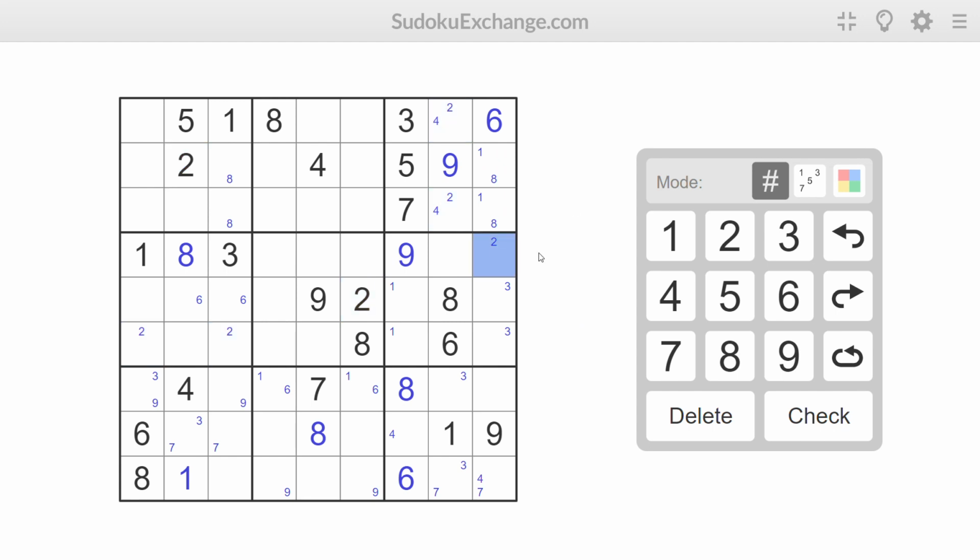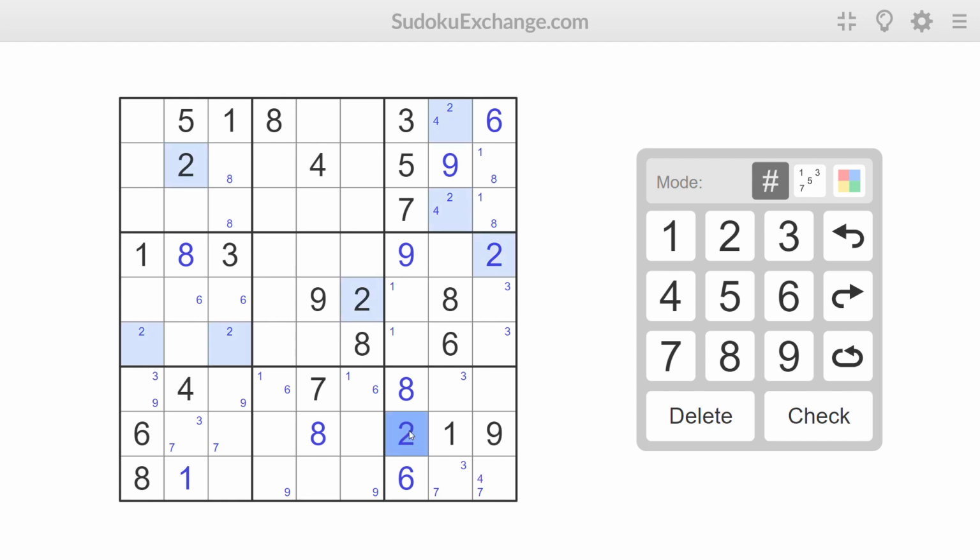There's only one possible candidate here, 2. So let's make that a 2. And since there's a 2 in this column, because of these two, there can't be any other 2 in this column. So we're left with only this place where we can put a 2. So let's put a 2.